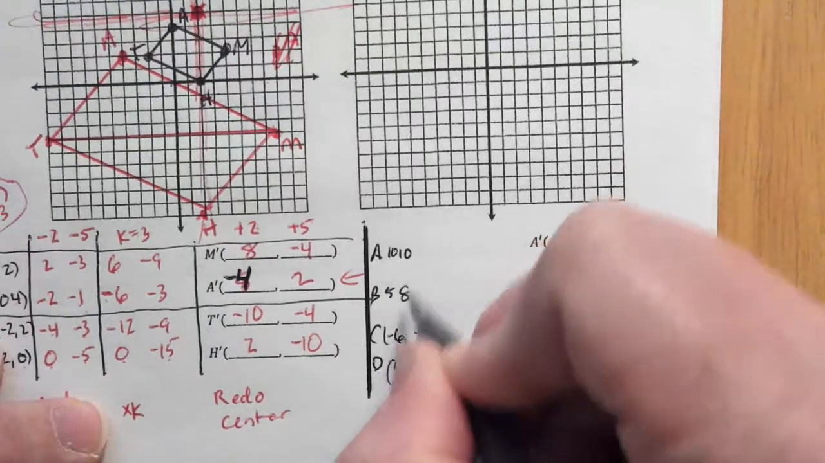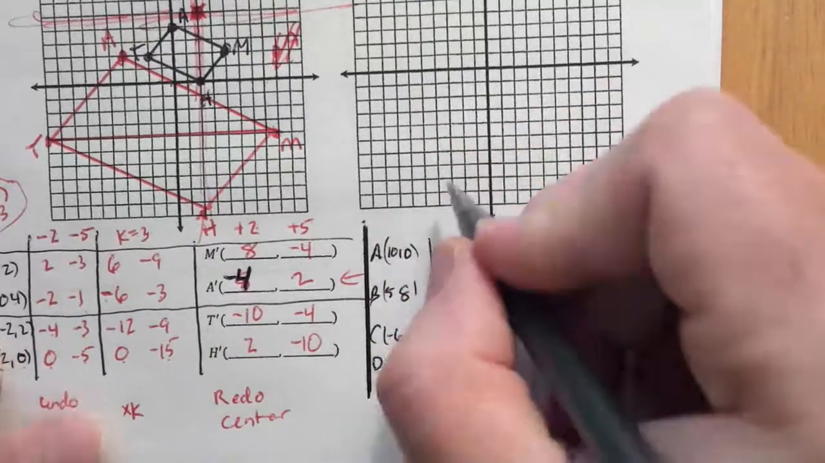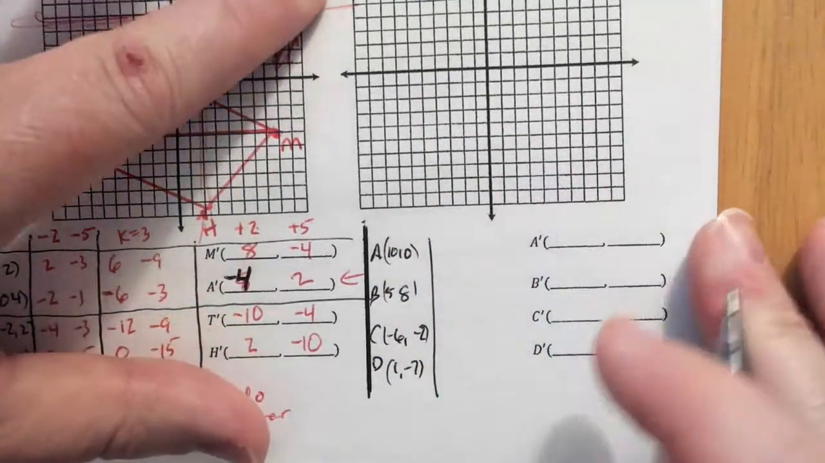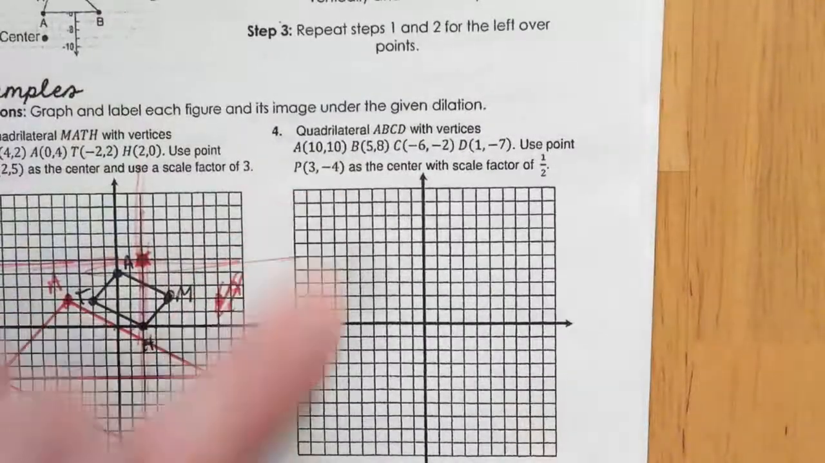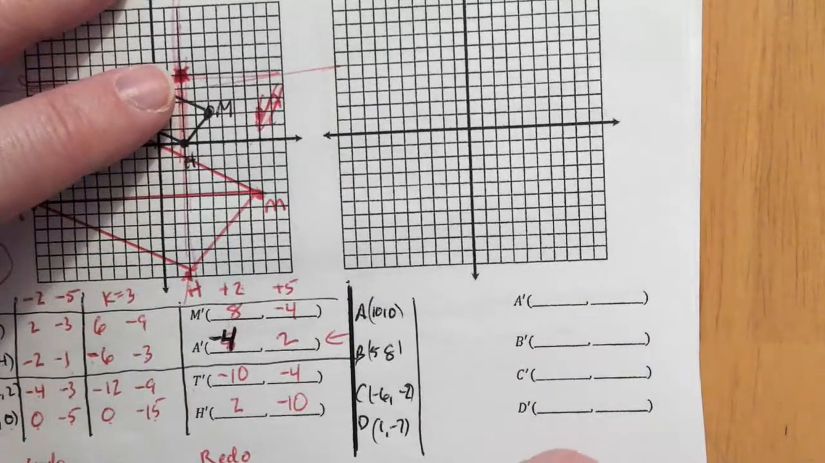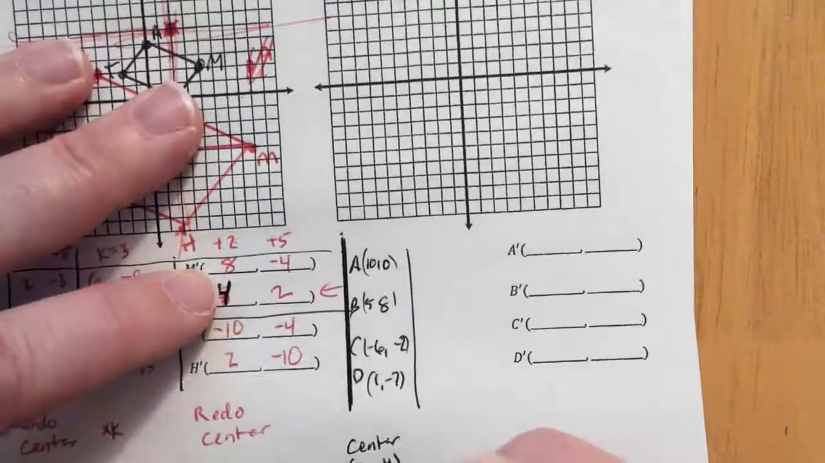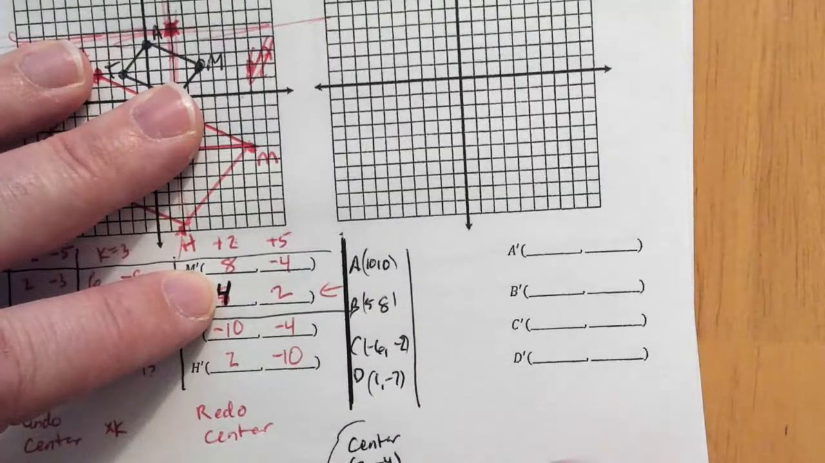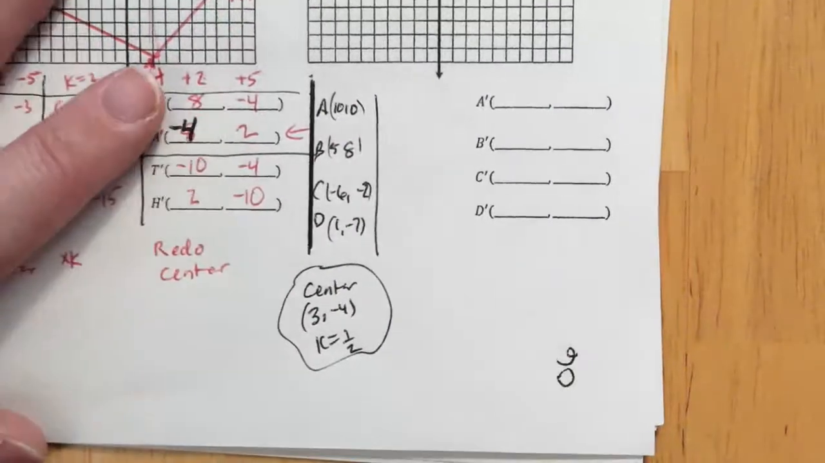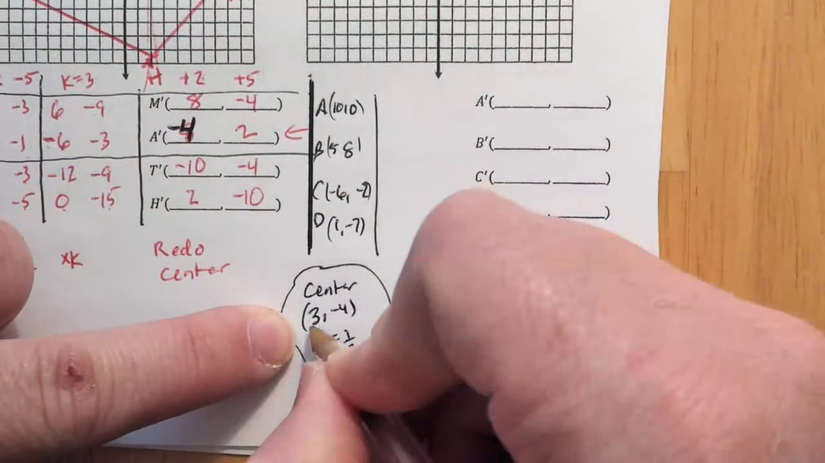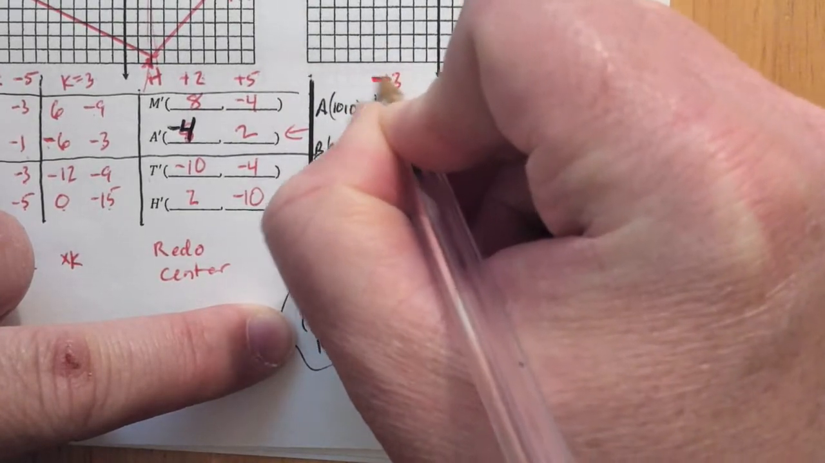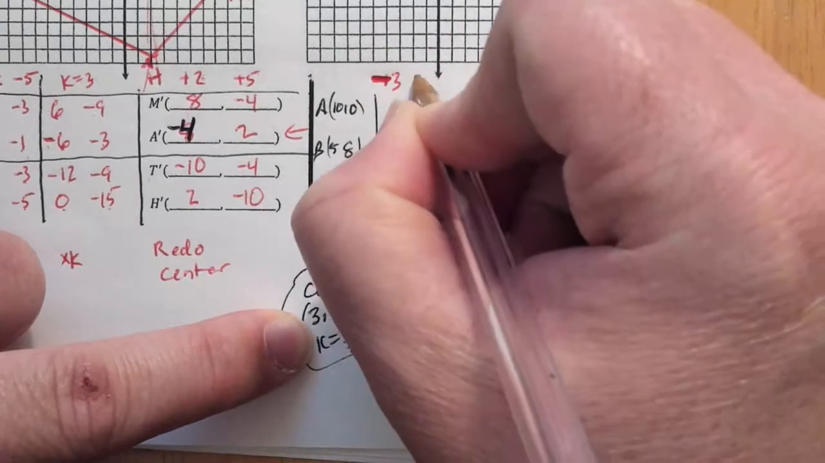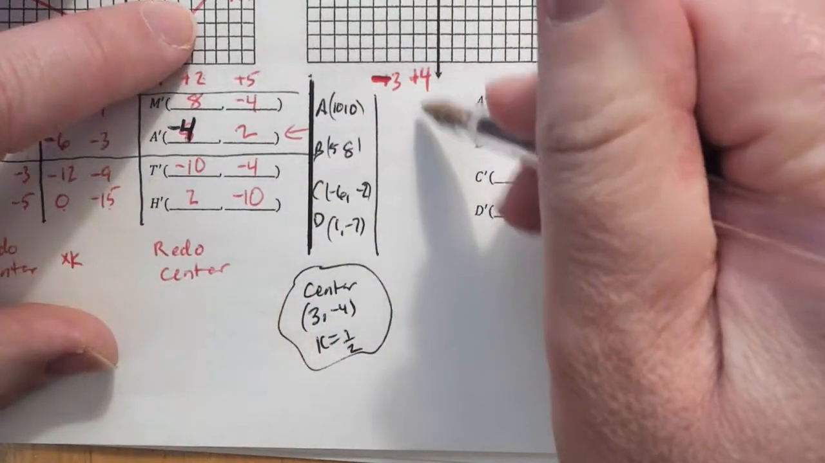Okay, so when we have those, the first thing we want to do is undo your center. So our center was positive 3, negative 4, and we're going to do a scale factor of 1/2. So what we want to do is undo that. So what's the undo of positive 3 and negative 4? We're going to add 3. I'm sorry, we're going to subtract 3. Then we're going to do the undo button, right? So subtract 3, and we're going to add 4.